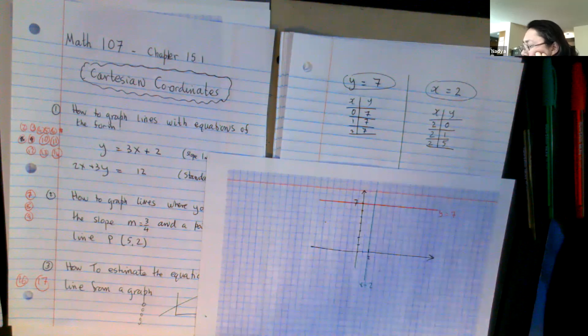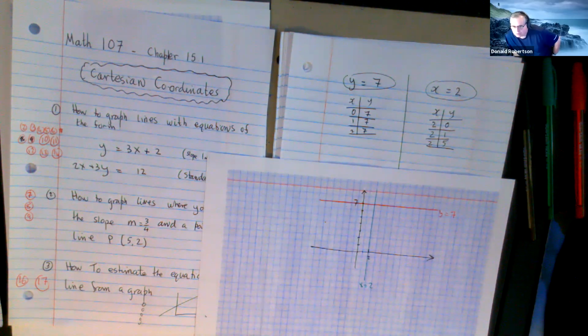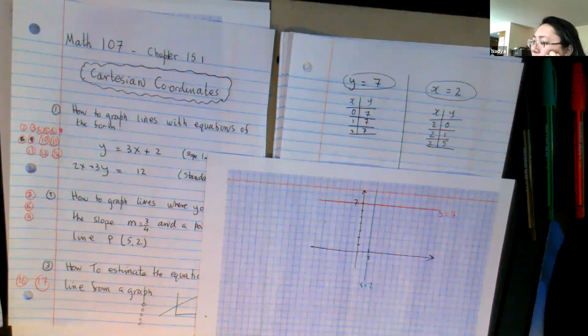Sir, can I ask a question, please? Yes. How do we call this kind of equation? What do we call them? How is this equation called, y equals 7? Is there a special name for it?